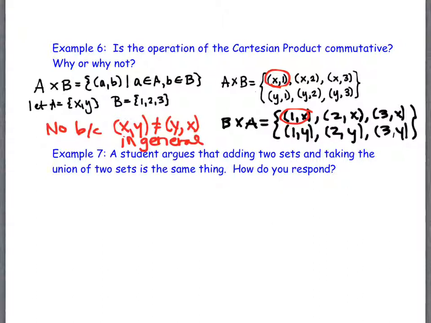Now that's different because all the other ones were commutative, right? You had the ability to switch the orders around. This one didn't. Last example. A student argues that adding two sets and taking the union of two sets is the same thing. How do you respond?